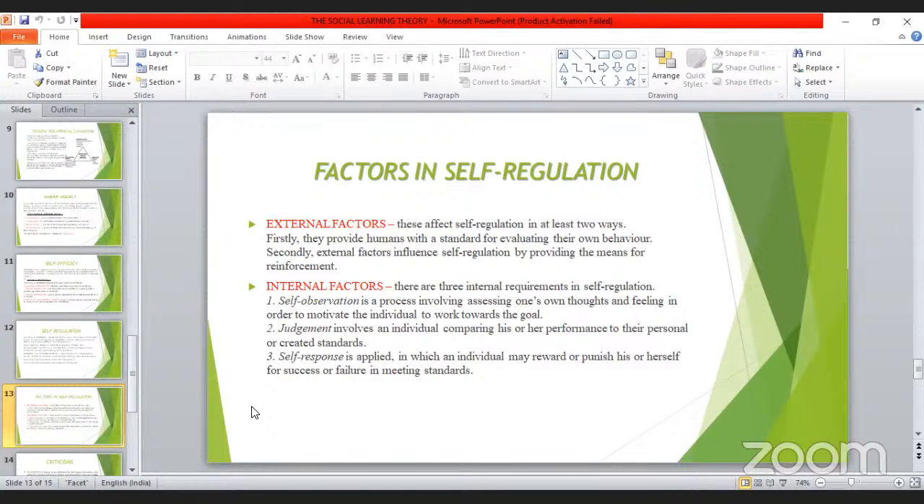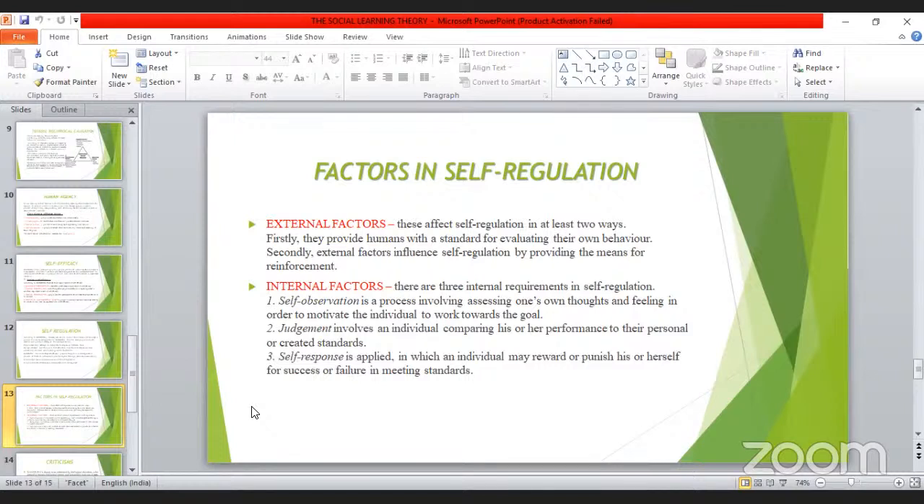Next is judgment. Here you are constantly comparing your current behavior with your created personal standard. If you are behaving negatively and your personal standard is not to behave in a negative manner, and your current behavior is not matching your standard, then you make a judgment that no, my behavior is not matching my own moral standard.